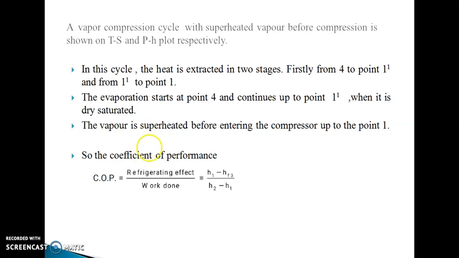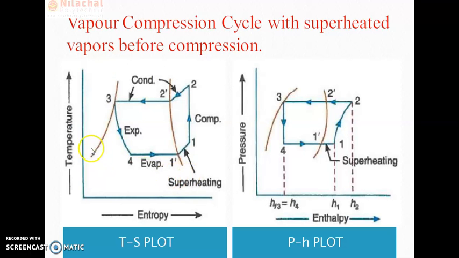Then you have to calculate the coefficient of performance of this cycle. As you know, the COP is equal to the refrigerating effect divided by the work done. So the COP is H1 minus hf3 divided by H2 minus H1. Here you observe you are increasing the refrigerating effect from 1 dash to 1. So what will happen? Here the COP will be increased.